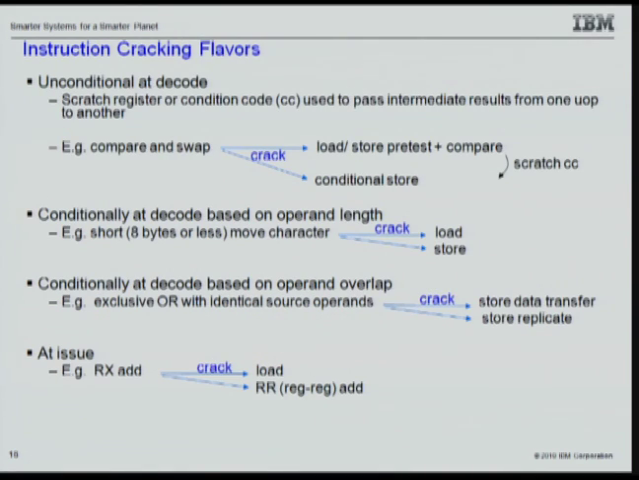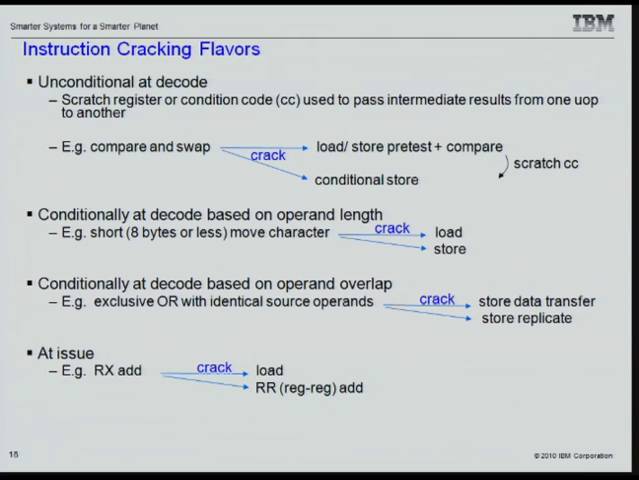Okay, a little bit on the instruction cracking flavors. There's some which unconditionally crack at decode. We often use a scratch register or condition code to pass the intermediate results from one micro-op to another. And a compare and swap is an example of that, and I'll actually walk you through that example next. The other class is a class of instructions that are conditionally cracked at decode based on the length of the operand. We have a variable length move instruction, and we achieved a significant performance benefit by not actually implementing this in the LSU sequencer, instead implementing it through a distinct load and store.